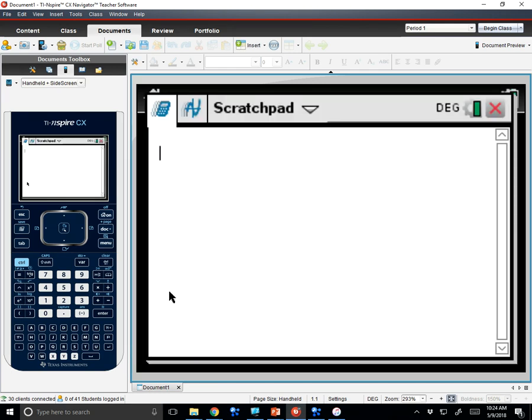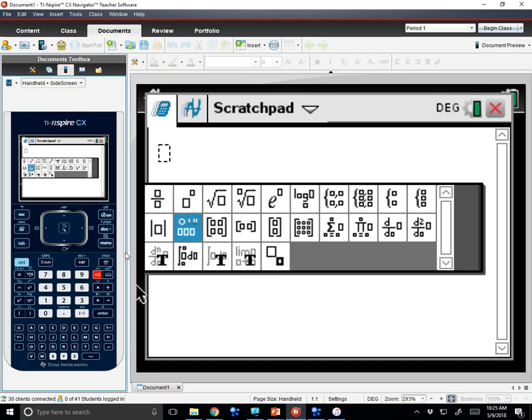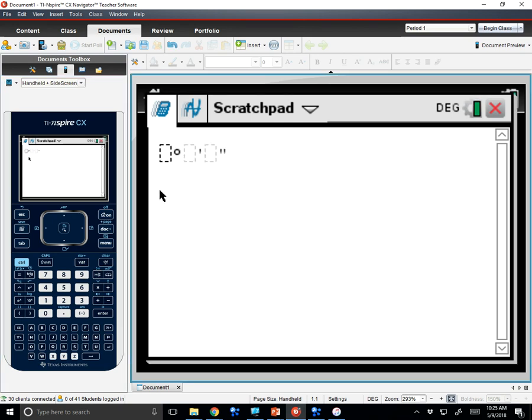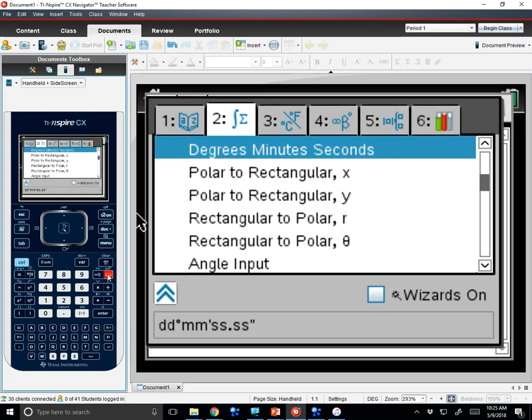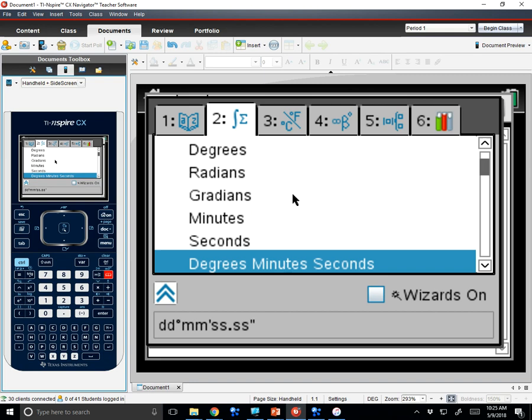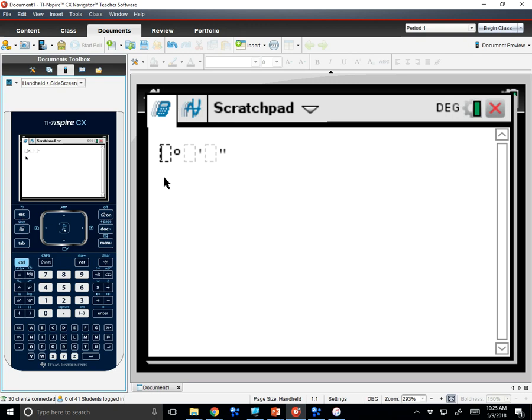There are 2 places you can get it from. You can use the button next to the book, and it's the second column in the middle row. Click that. You could have also gone to the book, and under 2, in the angle menu, it's degrees, minutes, seconds. You can get it from there as well. Button next to the book.